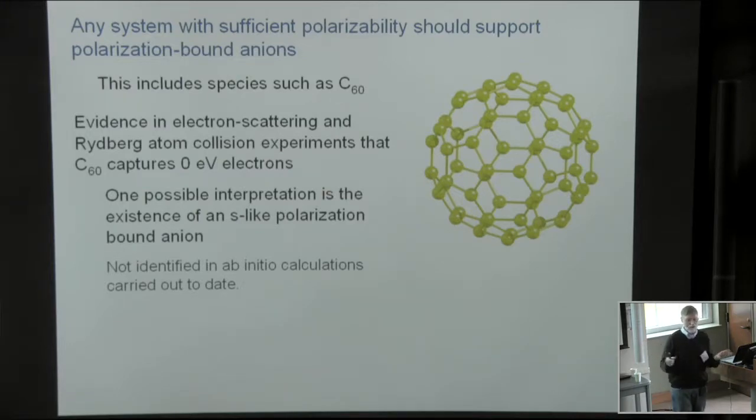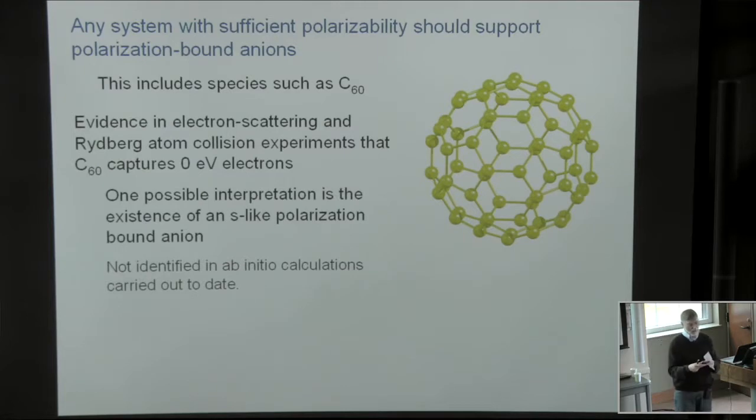These anions I was showing you, these cavity-type anions, you could say are polarization-bound anions, where I'm using polarization in the sense of adding a term to the potential that really is accounting for both induction and dispersion effects. So any species that's sufficiently polarizable should support such bound anion states. I know that Bob and Vince have worked on this C60 system in the past. There's evidence and papers from Rydberg atom collisions, as well as from low-energy electron scattering, that C60 attaches zero-energy electrons. But various mechanisms have been invoked.